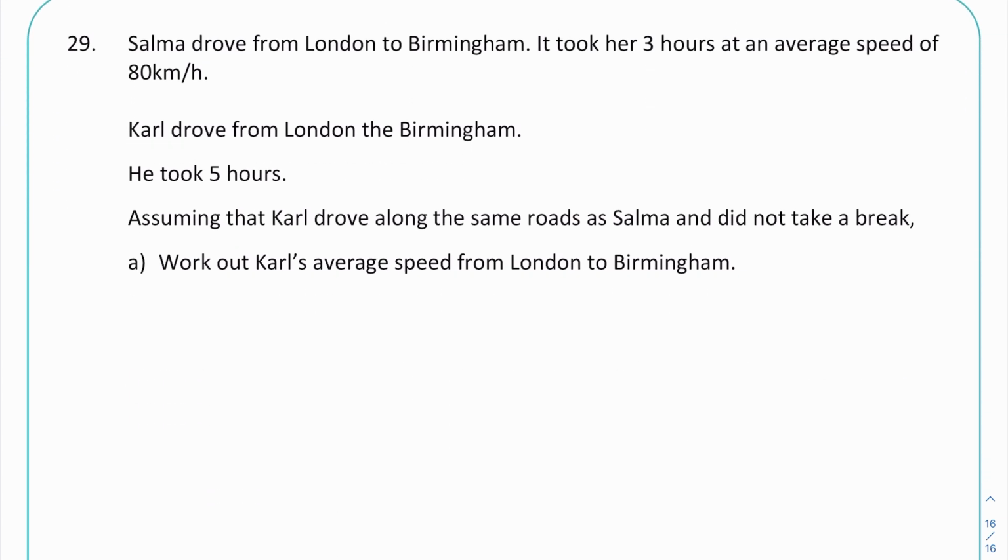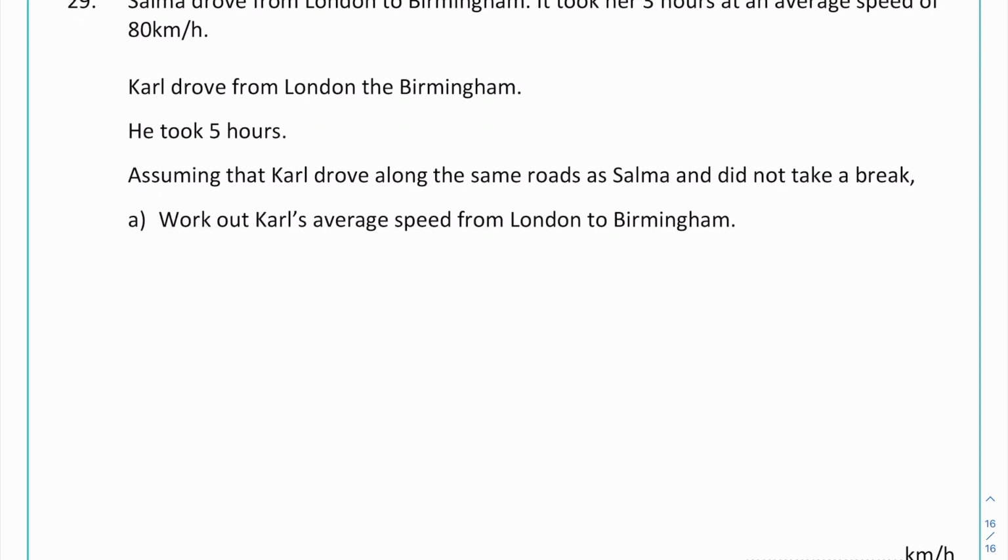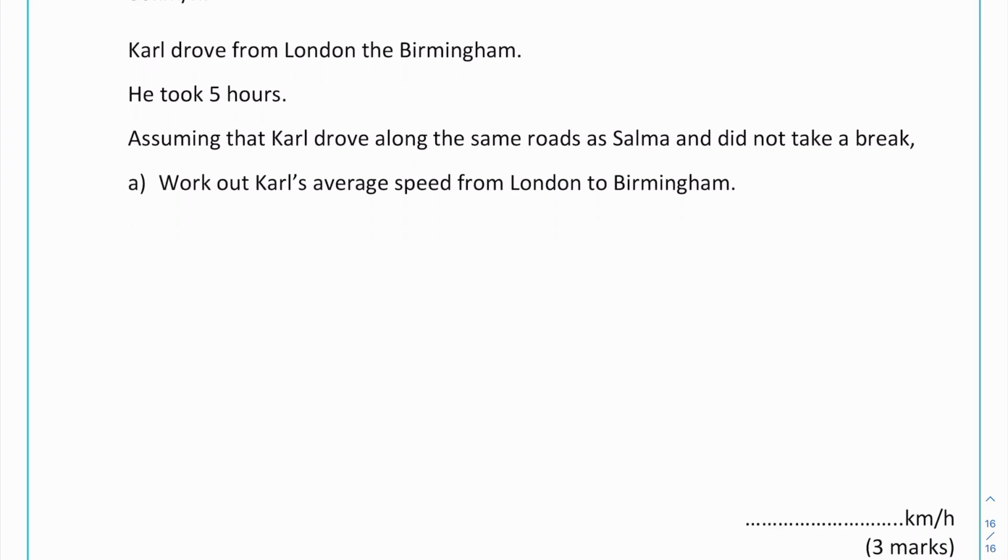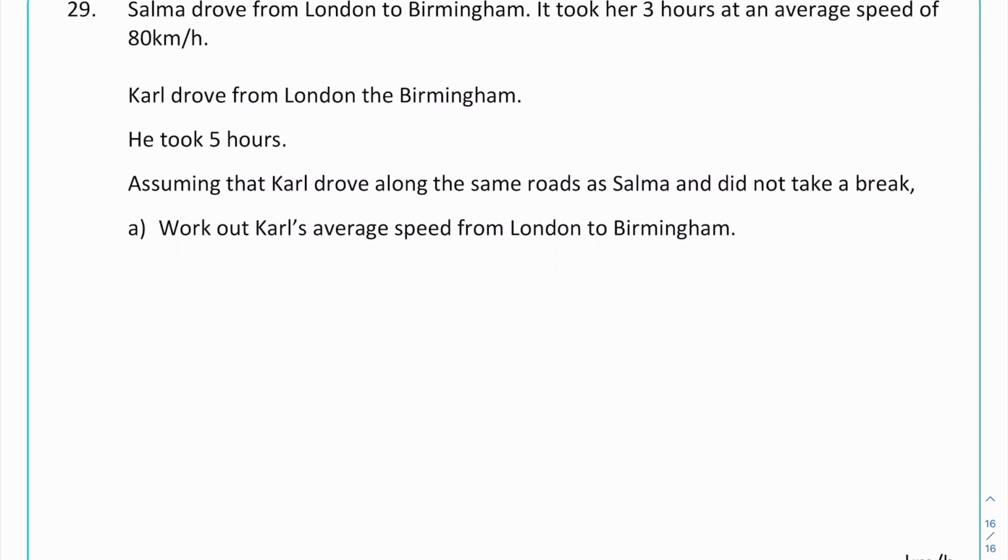And then we have some speed, distance, time. So Salma drove from London to Birmingham. It took her 3 hours at an average speed of 80 kilometres an hour. Carl drove from London to Birmingham. He took 5 hours. Assuming that Carl drove along the same roads as Salma and did not take a break, work out Carl's average speed from London to Birmingham.